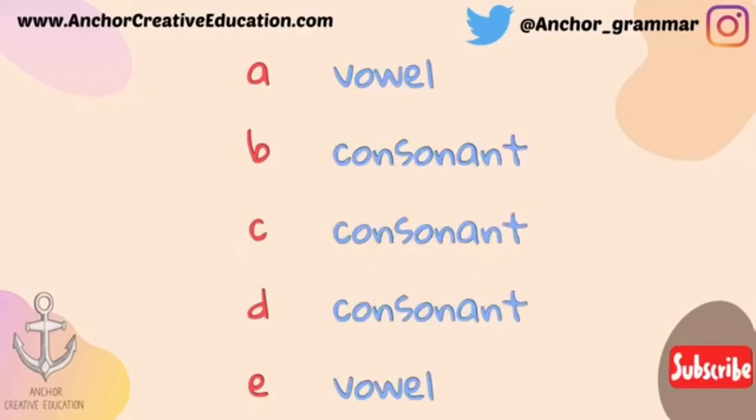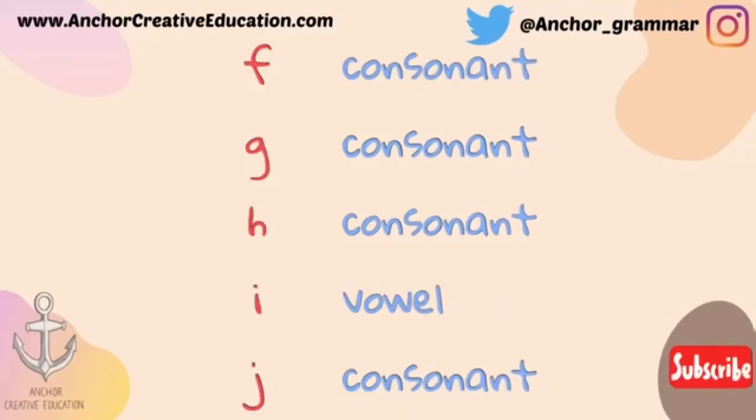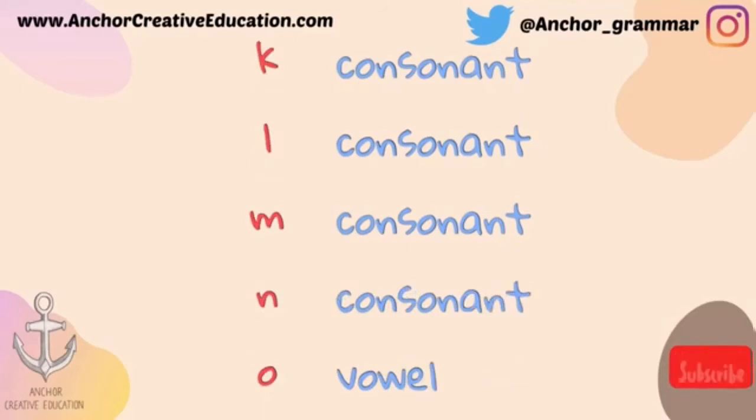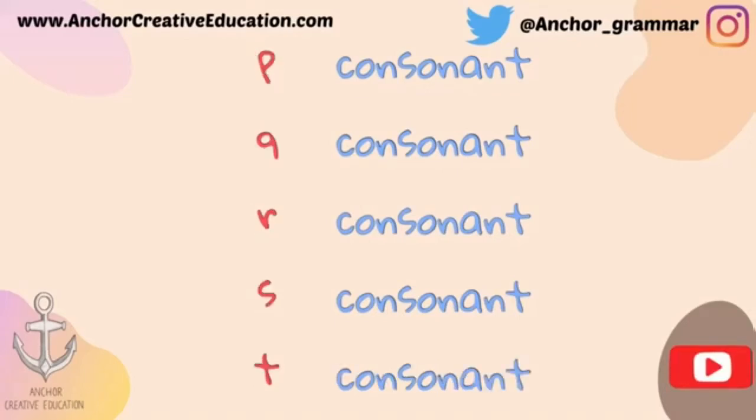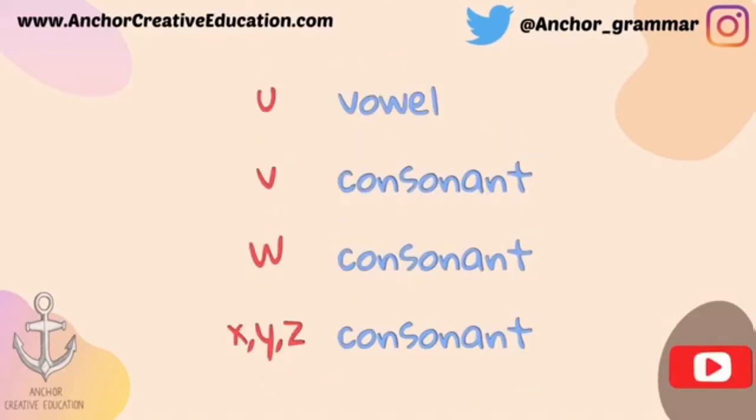A, vowel. B, consonant. C, consonant. D, consonant. E, vowel. F, consonant. G, consonant. H, consonant. I, vowel. J, consonant. K, consonant. L, consonant. M, consonant. N, consonant. O, vowel. P, consonant. Q, consonant. R, consonant. S, consonant. T, consonant. U, vowel. V, consonant. W, consonant. X, Y, Z, consonant.